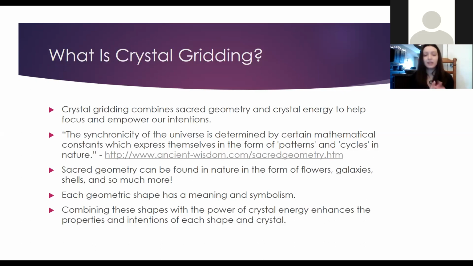And even the shapes have different meanings and symbolism. Combining these shapes with the power of crystal energy enhances the properties and intentions of each shape and crystal. So the shape has meaning, the crystals have meaning, the intention has meaning. Everything in gridding is this intention. So if your intention is for abundance, find a shape that works with that, and then work with crystals that work with abundance. This is a green aventurine.